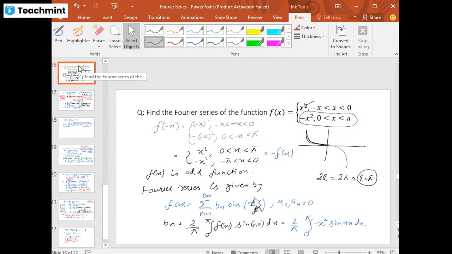I'll try to continue this part to discuss some other types of problems based on Fourier series, and of course the next topic is half range Fourier sine and cosine series in the next part.